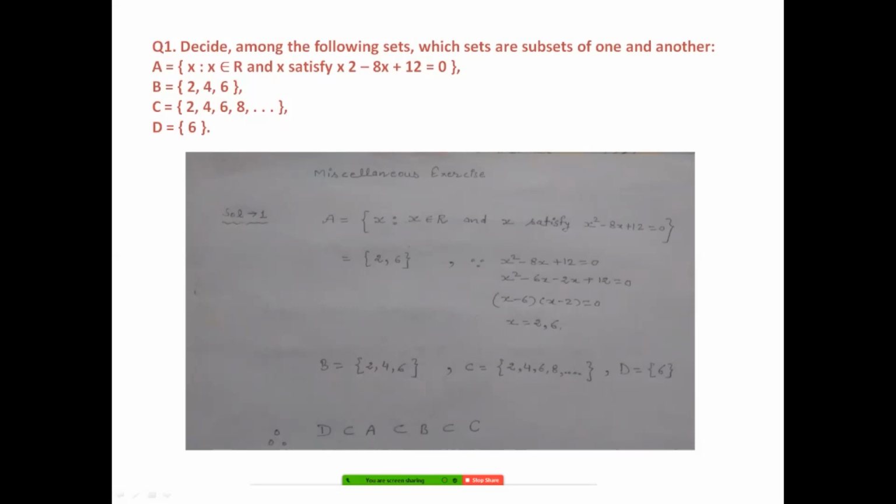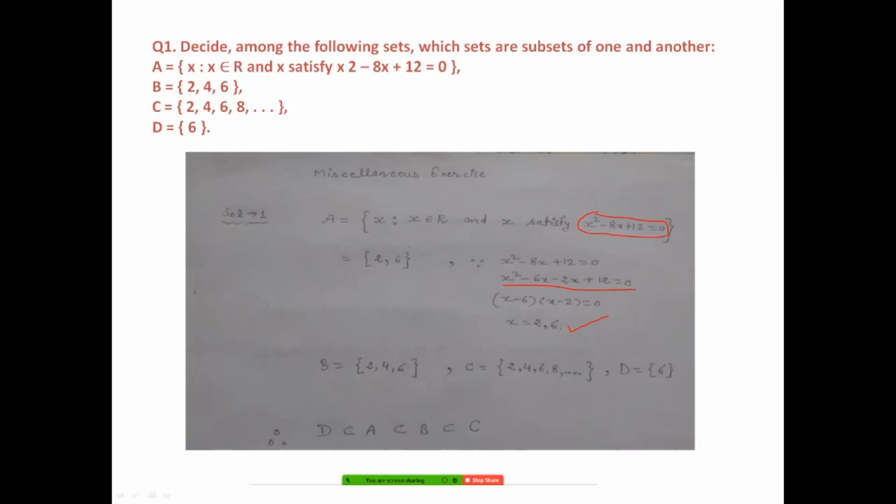What is set A? Set A is equal to {x such that x belongs to R and x satisfies x square minus 8x plus 12 equal to 0}. So this is the quadratic equation. First of all, we are going to solve this equation. Solving this equation, this can be written as x square minus 6x minus 2x plus 12 is equal to 0. So from here, the two values of x are x is equal to 2 and x is equal to 6.